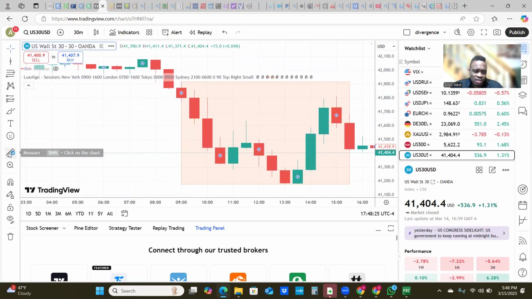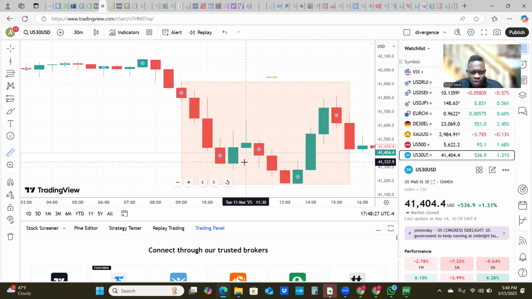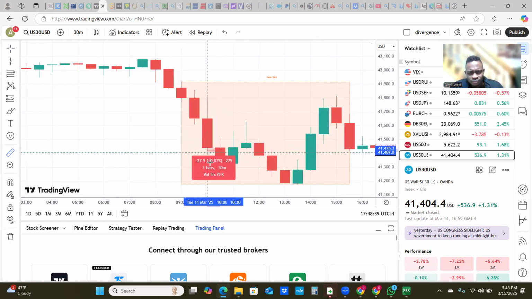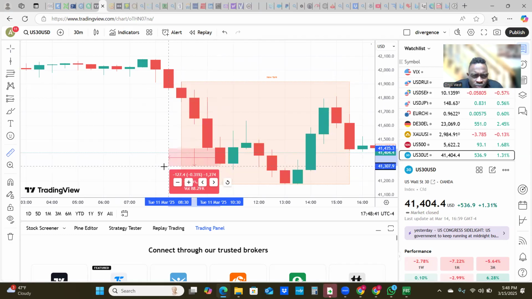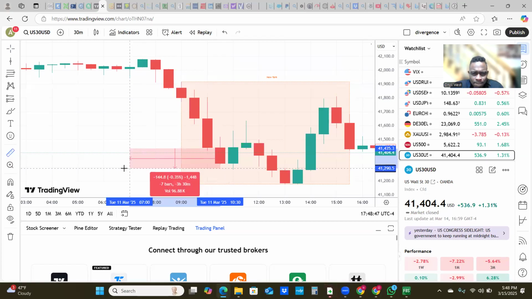But now let's check the scenario where we didn't do that. We waited for the 10 o'clock candle to finish. So this is the 10 o'clock, and this is the 10:30. And nope, it did not make the 150.